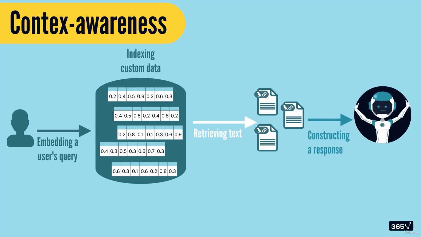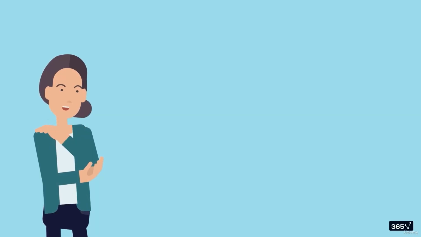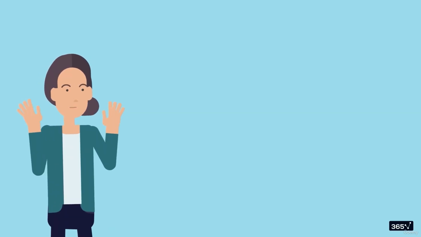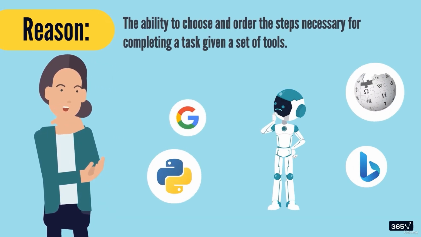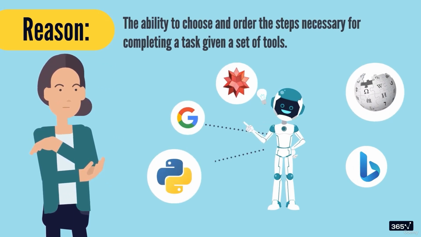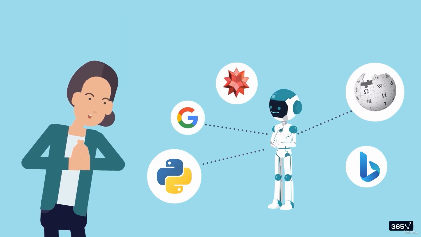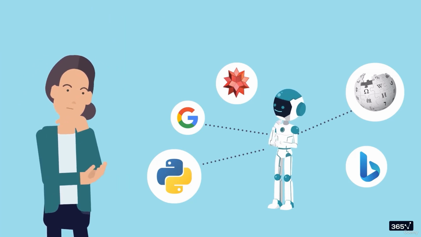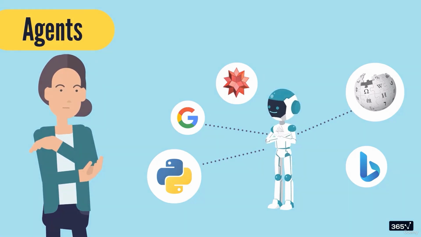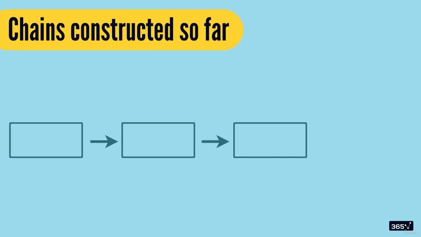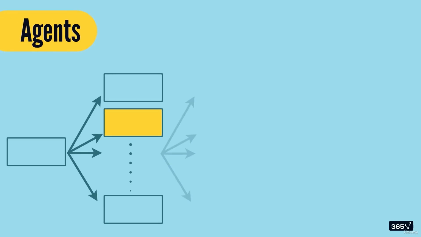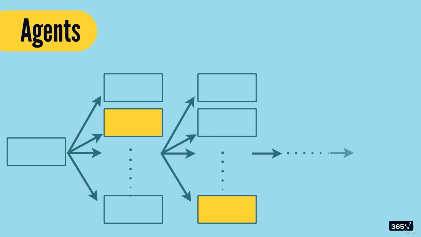Now, we'll learn how to create applications that can also reason, referring to the ability to choose and order the steps necessary for completing a task given a set of tools. The chains that make this behavior possible are called agents. Agents differ from the chains we've constructed so far in that they're not anchored to a predefined sequence of steps. Instead, the tools and the order in which they're applied are task-dependent.